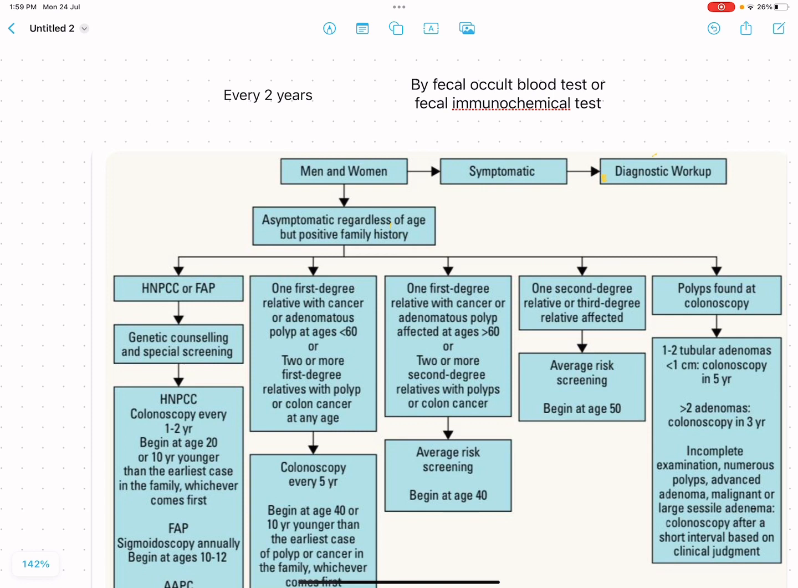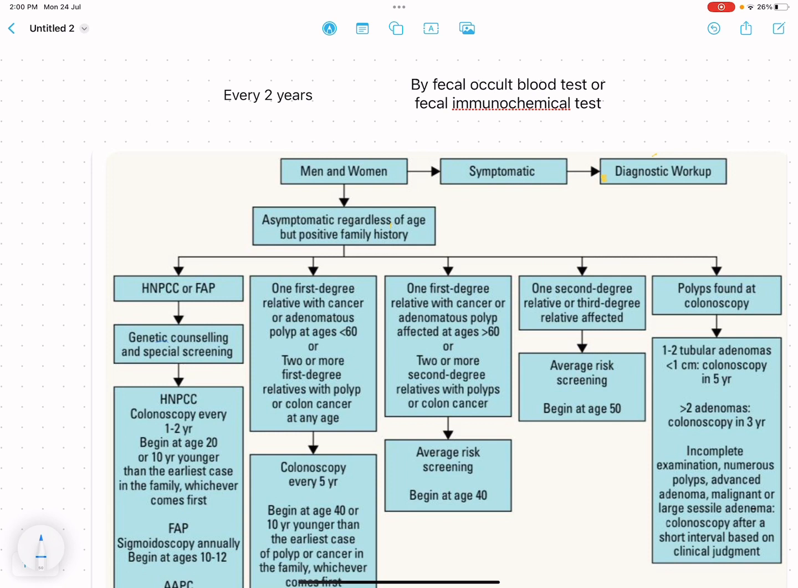For example, if the patient has a family history of hereditary non-polyposis colorectal cancer or familial adenomatous polyposis, then we need to do genetic counseling and special screening. In case of hereditary non-polyposis colorectal cancer, the colonoscopy is going to be done every 1 or 2 years. And here also the age of starting the screening will be earlier. It is going to begin at the age of 20. And also sometimes we need to start it earlier than the age of 20.